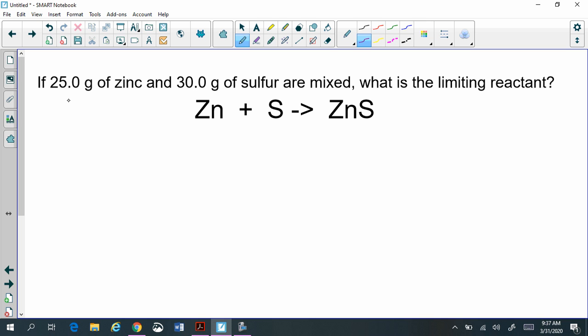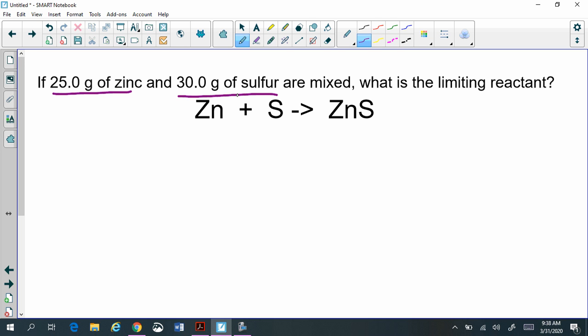Now, we know we're going to have to find the limiting reactant because it gives you a mass for two different things. Normally, we just start and we'd say, hey, we've got our number, let's convert. That's not the case here. Whenever it gives you two different numbers, you're going to have to figure out which one is your limiting reactant, because that is going to be the number you use for every other problem that may come along.